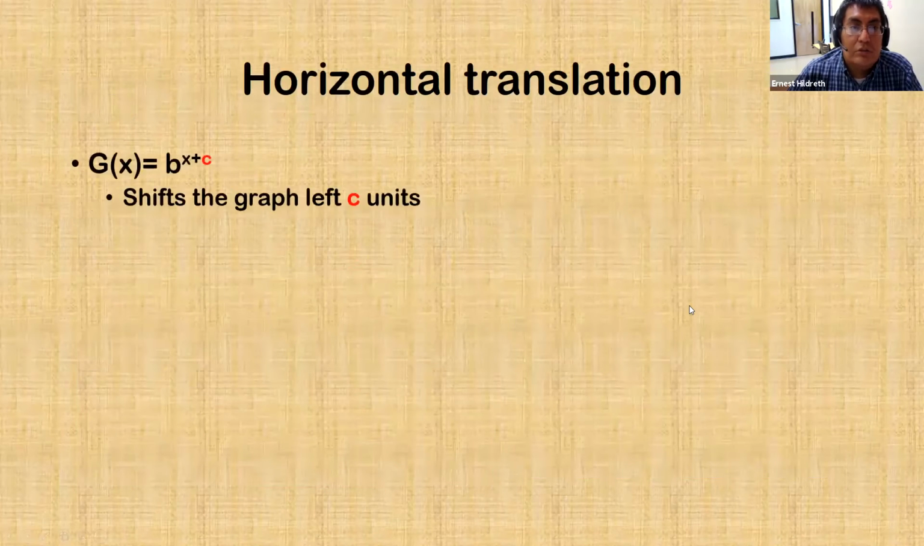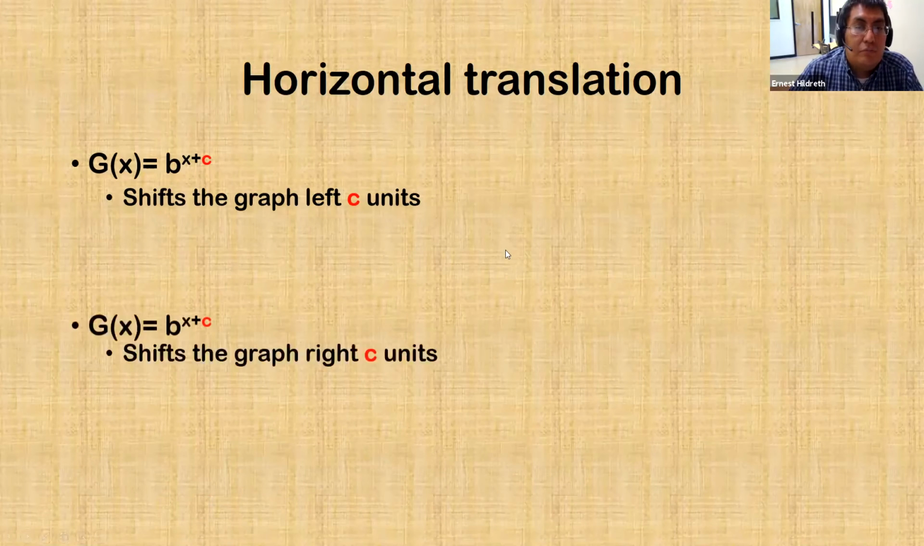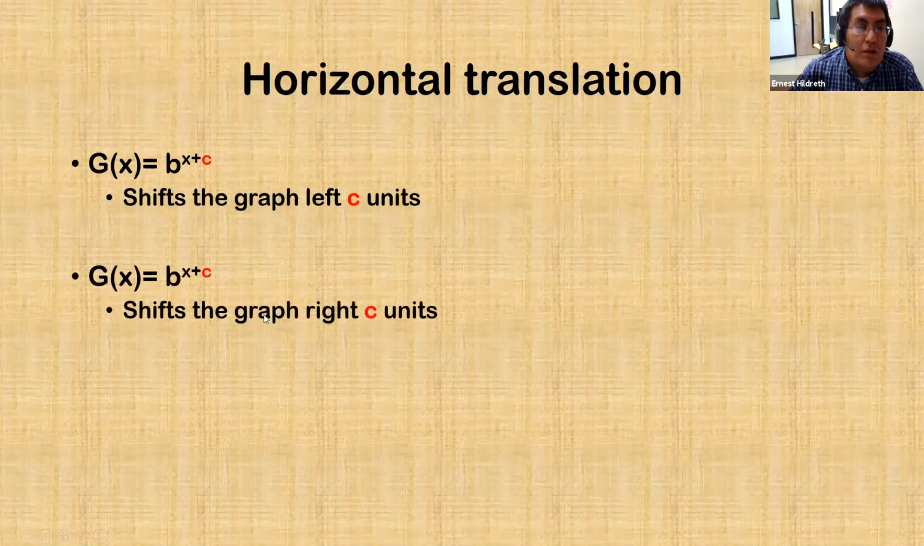So horizontal translation, the exponent of c added will shift the graph to the left. And the same here, it shifts to the right with the c, so you would subtract.